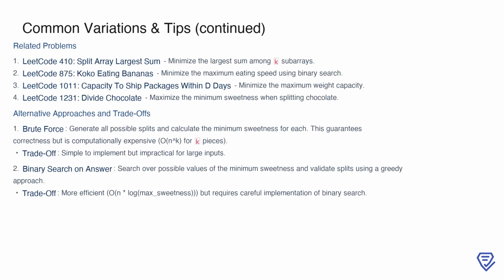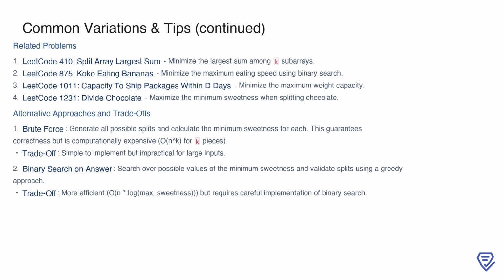This problem is also closely related to several other problems that use similar techniques. For example, LeetCode 410, Split Array Largest Sum, involves minimizing the largest sum among k subarrays. Another is LeetCode 875, Koko Eating Bananas, where the goal is to minimize the maximum eating speed. Similarly, LeetCode 1011, Capacity to Ship Packages Within D Days, focuses on minimizing the maximum weight capacity. Lastly, LeetCode 1231, Divide Chocolate, requires maximizing the minimum sweetness when splitting chocolate. Recognizing these related problems can help you identify patterns and apply similar strategies.